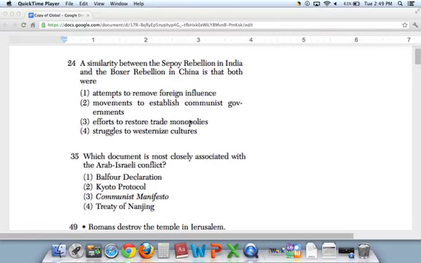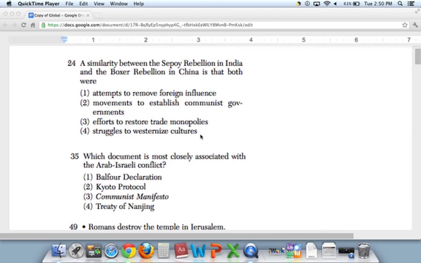A similarity between the Sepoy Rebellion in India and the Boxer Rebellion in China is that both were 1. Attempts to remove foreign influence, 2. Movements to establish communist governments, 3. Efforts to restore trade monopolies, and 4. Struggles to westernize cultures.